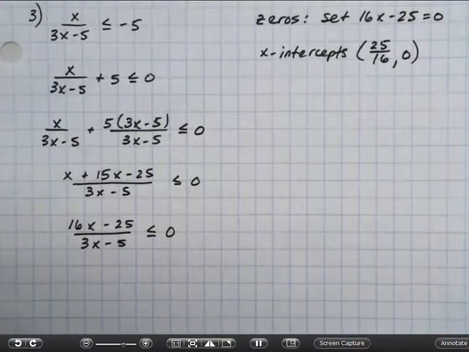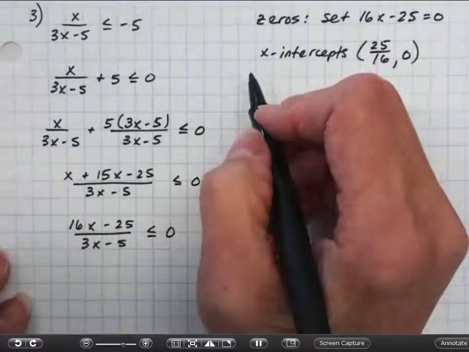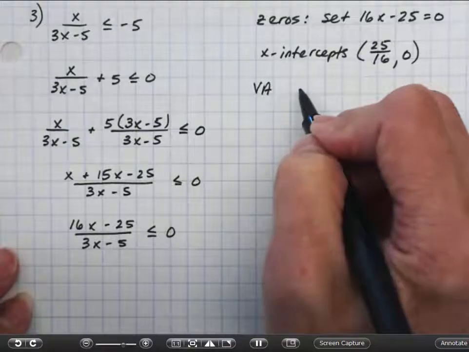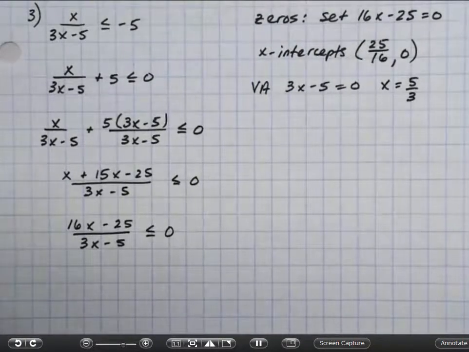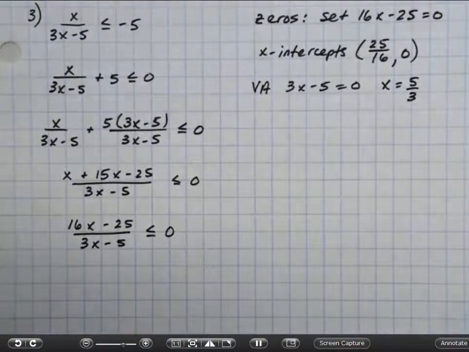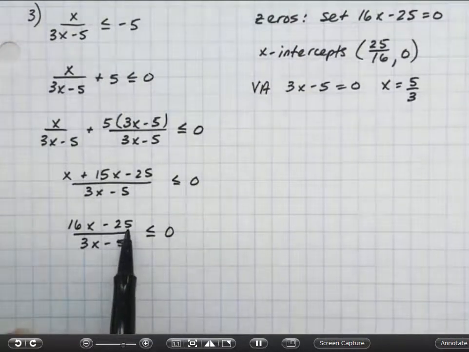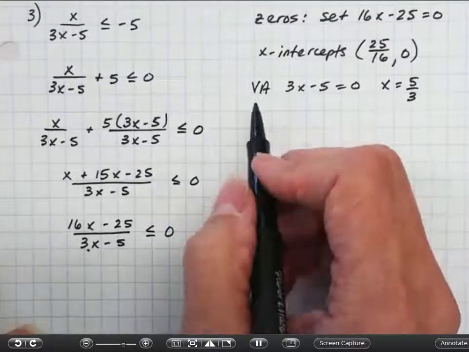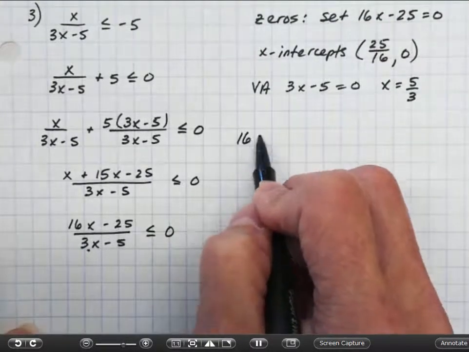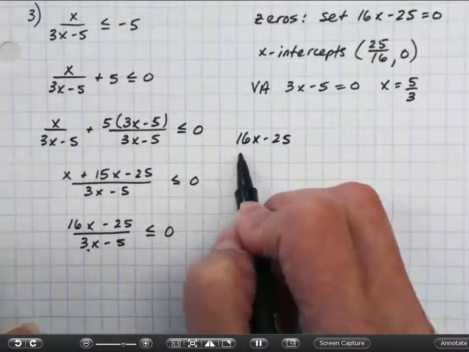Okay, what else do I need to look for? Vertical asymptote. Where's my vertical asymptote going to be? Well, where 3x minus 5 is equal to 0, x equals 5/3. Okay, then I'm going to do a sign diagram, and I'm going to have 16x minus 25 as an expression and 3x minus 5 as an expression. So I'm going to go ahead and put those in here. So we have 16x minus 25, and I'm going to have 3x minus 5.